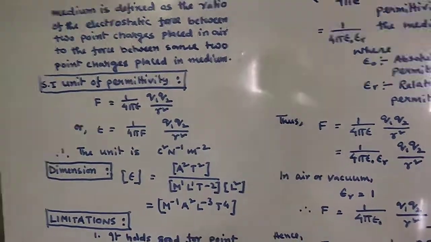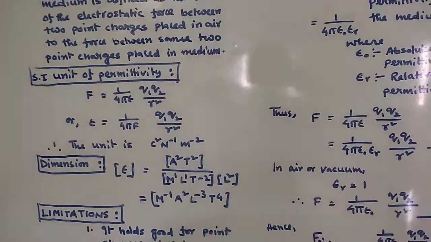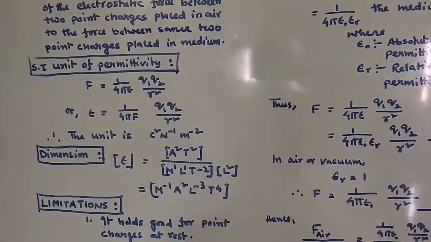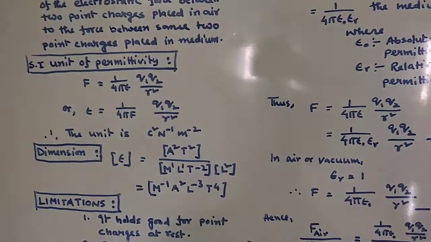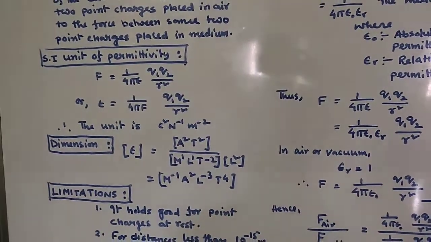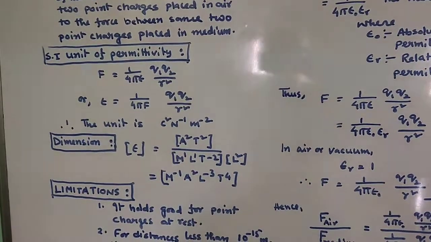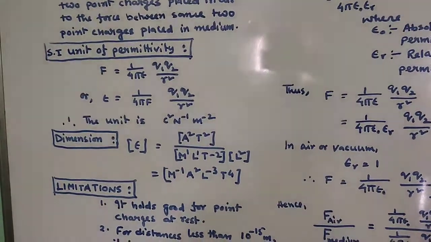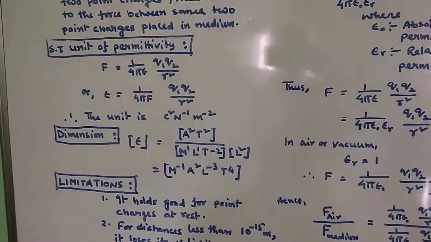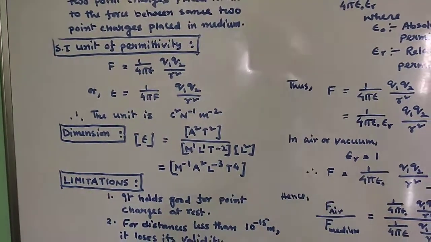And for dimension, you have to substitute for q1 q2, that is A2 T2, and force is M1 L1 T minus 2, and distance is L2. So on simplification you will get M minus 1 L minus 3 A2, and T comes out to be 4. So M minus 1 A2 L minus 3 T4.